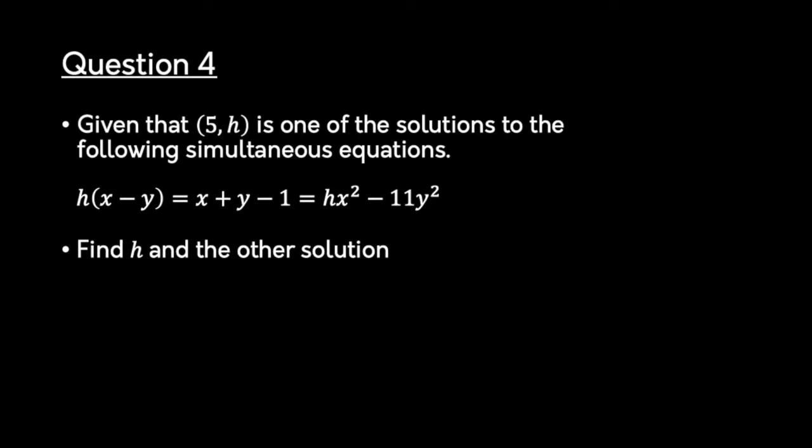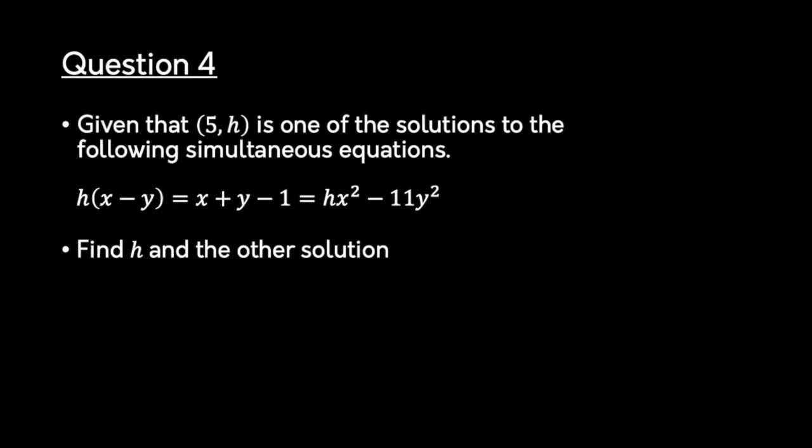Given that (5, h) is one of the solutions to the following simultaneous equation, h(x - y) = x + y - 1 = hx² - 11y². Find h and the other solution.